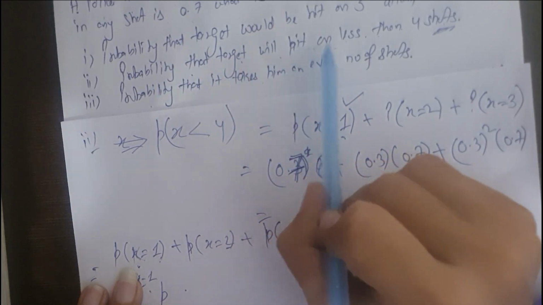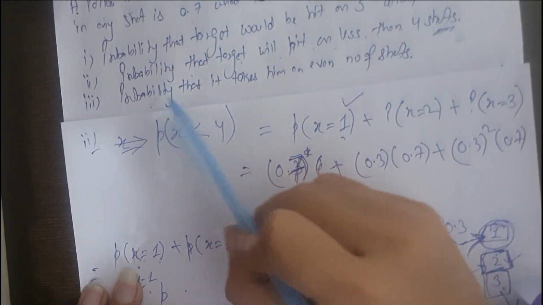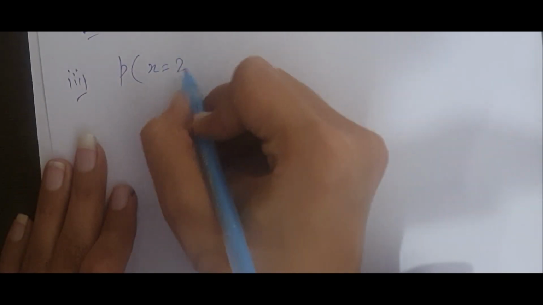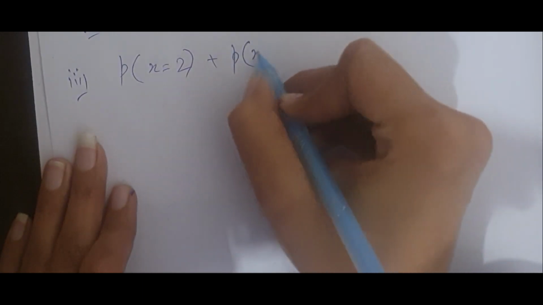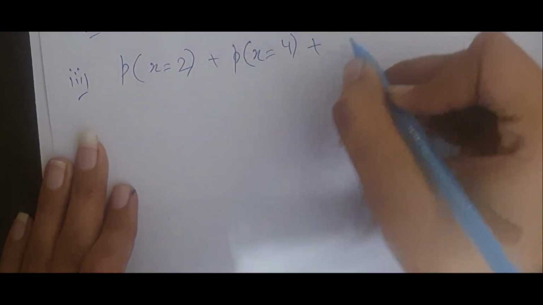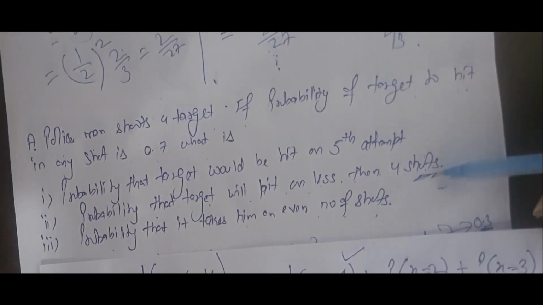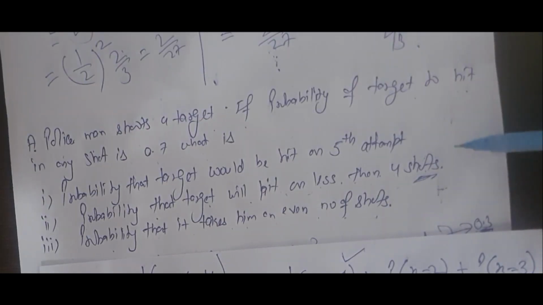That was the probability that the target will be hit in less than 4 shots. Now the probability that it takes him an even number of shots. This will be P(X=2) plus P(X=4) plus P(X=6) and so on. Because here the total number of cases, the n value, is not given, it will go till infinity.